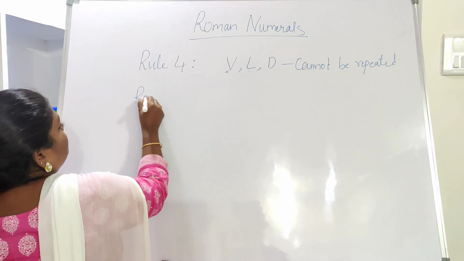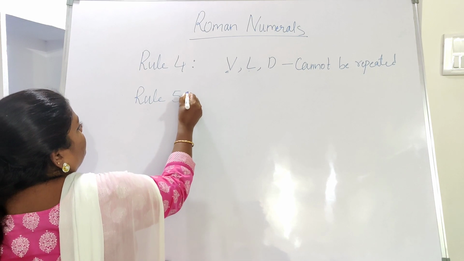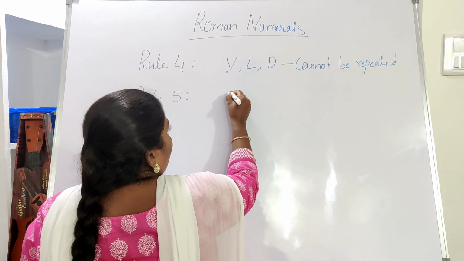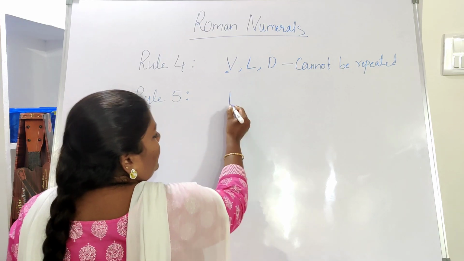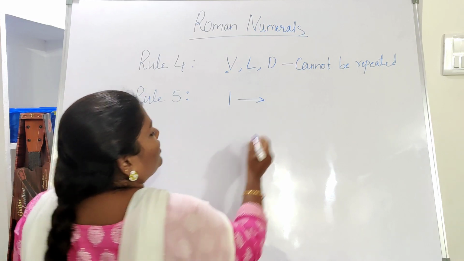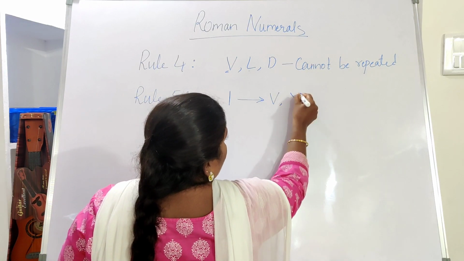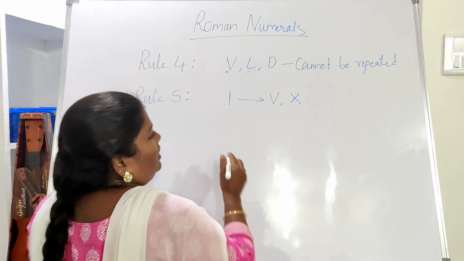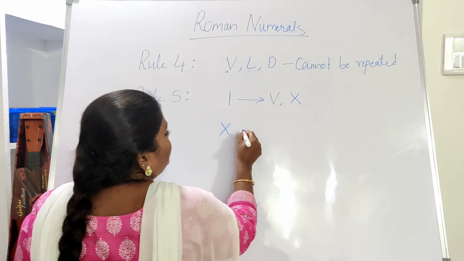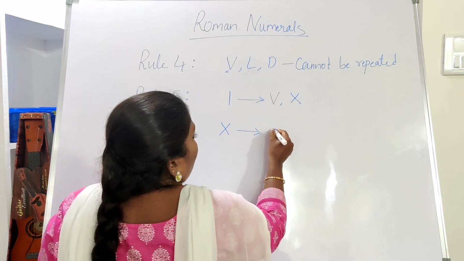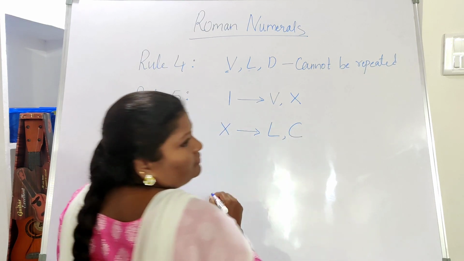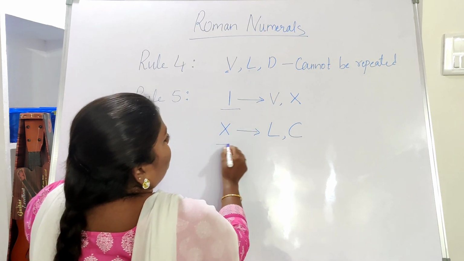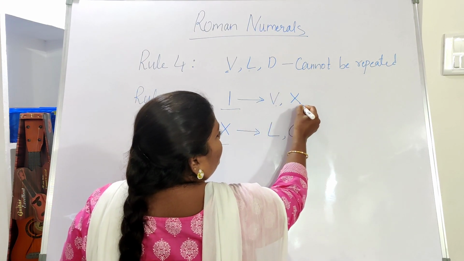Next rule, 5. Now while subtracting, I can be subtracted from V and X. This I cannot be subtracted from L. And in the same way, X can be subtracted from L and C. And that's it. So do remember, I can be subtracted from V and X.